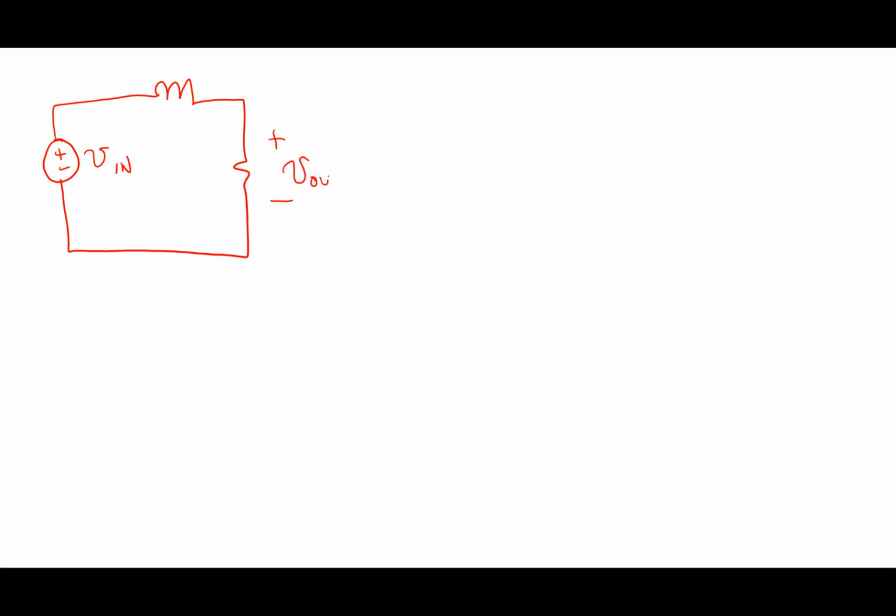If I stay in the time domain, where this guy is 3 sine omega t plus 45 degrees, and I want to figure out what I of t is, how would I have to solve that problem?